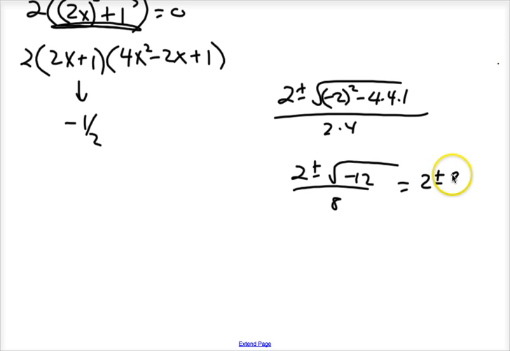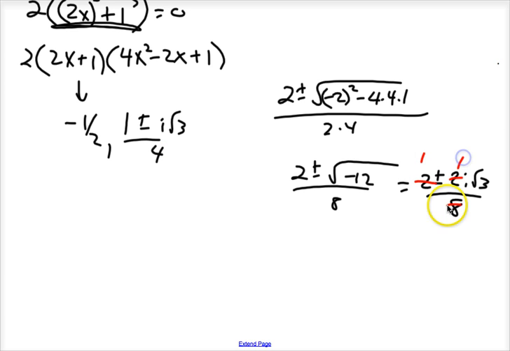Plus or minus 2i root 3. All right, divide them all by 2, and you get 1 plus or minus i root 3 all over 4. If you divide them all by 2, that's 1, that's 1, that's 4.